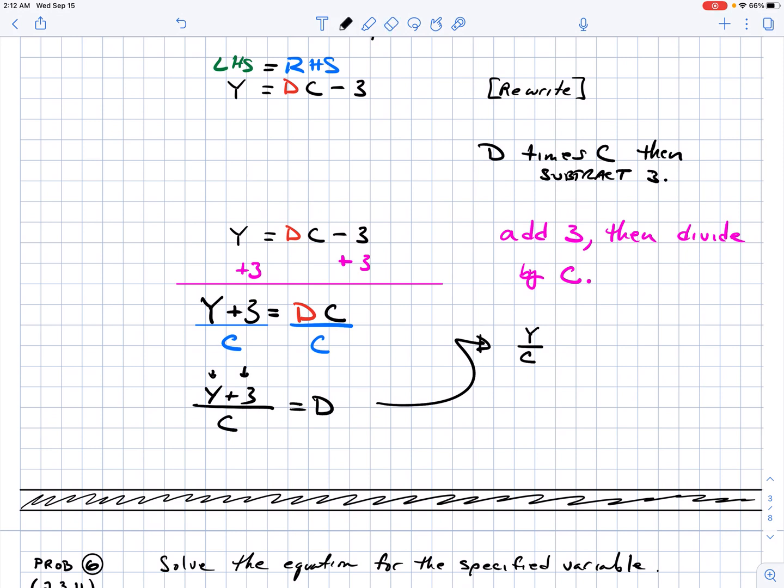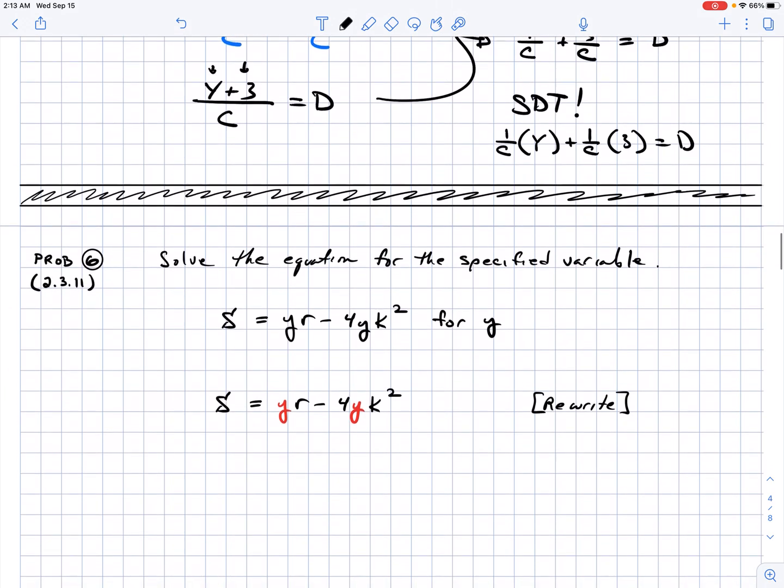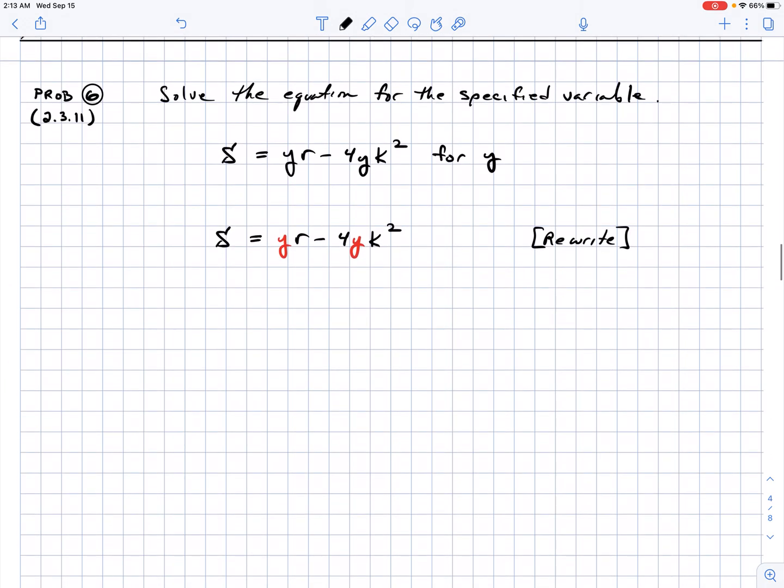And in this case, we're going to have y divided by c, let me erase that, plus what? 3 divided by c, which equals d. And this is, guess what, the same gosh darn thing as 1 over c times y plus 1 over c times 3 is equal to d. Those are the same gosh darn things, okay? And I know fractions may look scary, but guess what? They're not that bad, okay? So let's move on to the next one.